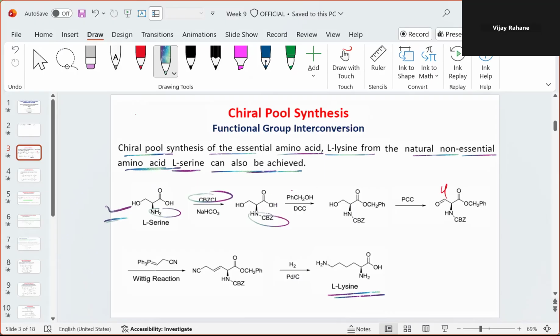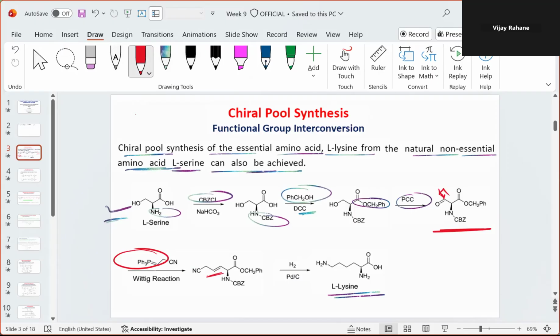Then when you do the DCC reaction of the alcohol, it will be an esterification reaction, so the ester group forms here. When we do the oxidation using pyridinium chlorochromate, we can selectively stop the oxidation of this primary alcohol at the aldehyde stage, and here we get the aldehyde. Then we treat this aldehyde with the Wittig salt, and the Wittig reaction takes place.